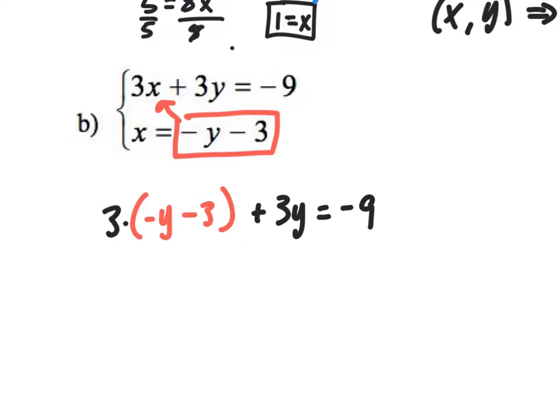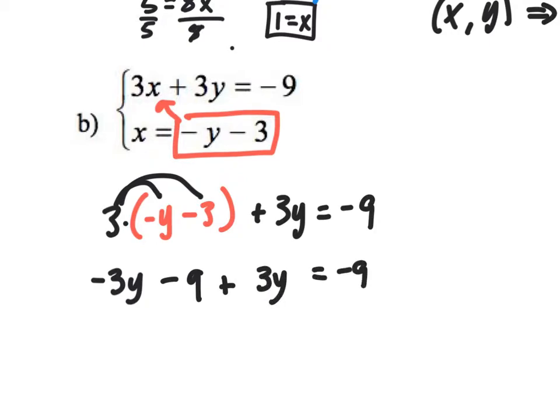So the question is, what's the difference between this top equation and this equation? And there's really no difference. The only difference is that I've replaced x with what x is equal to. So now my entire equation contains only y's, and I can solve for y. So let's go ahead and distribute this 3 here, and we're going to multiply 3 by negative y and 3 times negative 3. So we're going to get negative 3y. 3 times negative y is negative 3y. 3 times negative 3 is negative 9, so minus 9, and then plus 3y, and that's equal to negative 9.